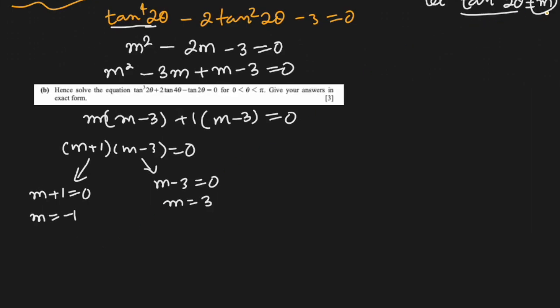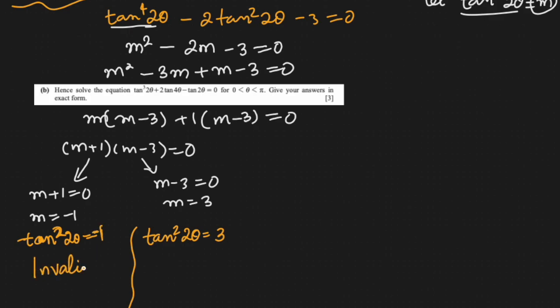However, m was my creation, so I have to go back to tan square 2 theta. So it will become tan square 2 theta equal to minus 1, and tan square 2 theta equal to 3. Since it's a square and the square cannot be minus 1, this answer is rejected.